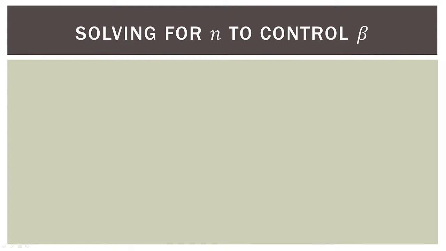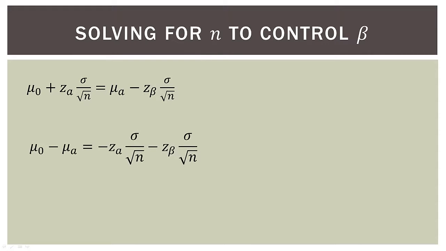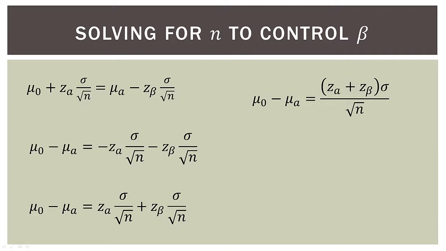So solving for n to control our beta. So here's the equation we left off with, and again we're going to do some basic algebra to arrange everything to solve for n. So here we subtract mu sub A from both sides. Then we'll go ahead and rearrange everything with our negative signs. We'll combine our terms, so z sub A plus z sub beta times sigma divided by the square root of n. That's just simplification using algebra. Finally, we'll move our square root of n to the left and our mu sub 0 minus mu sub A to the right. So again, just using algebra.